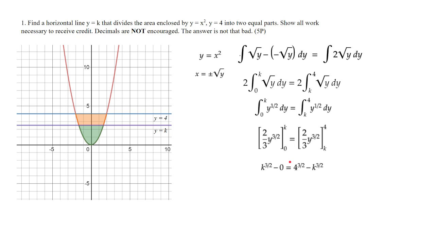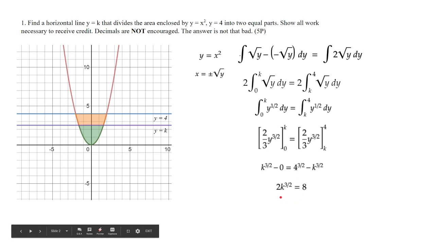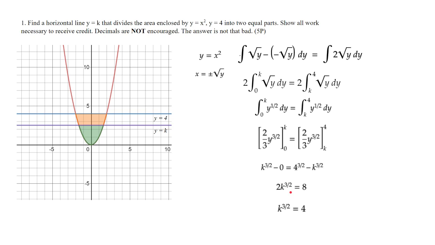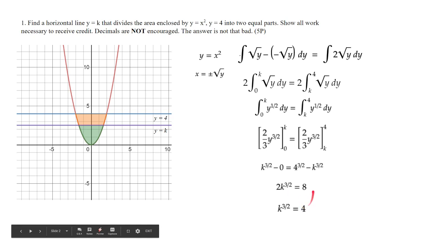Add k to the 3/2 to both sides, and we get 2k to the 3/2 equals, and then just simplify 4 to the 3/2 to 8, which is basically 4 cubed is 64, and the square root of 64 is 8. That's how you get that. And then divide by 2 and get k to the 3/2 equals 4. Now all you got to do is take 4 to the 2/3 power, which ends up being the cube root of 16, which equals 2 cube roots of 2. And the answer is not that bad.